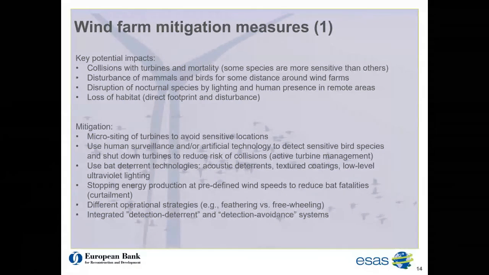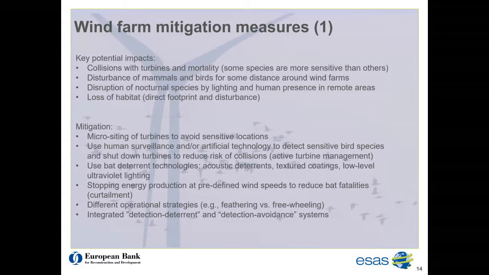Another option is to actually shut turbines down completely when sensitive species approach, and there may be predefined wind speeds at which that kicks in so that fatalities can be reduced. It's also possible to feather turbine wind vanes so that they're less damaging, or to allow freewheeling mechanisms that again have less impact when an animal collides.